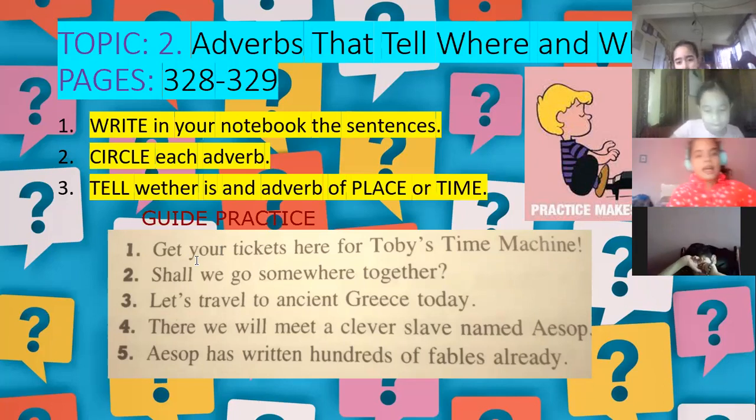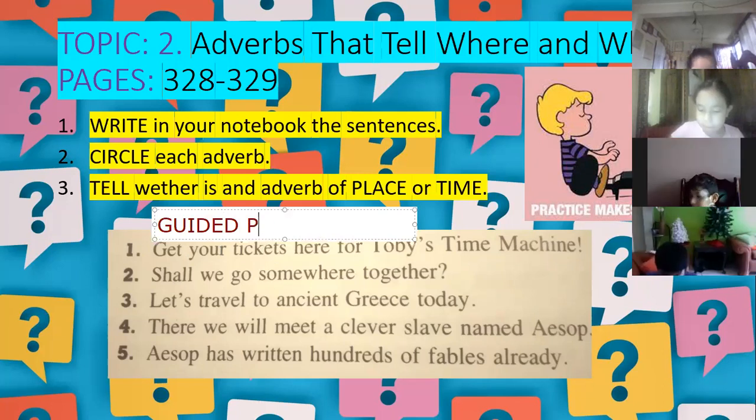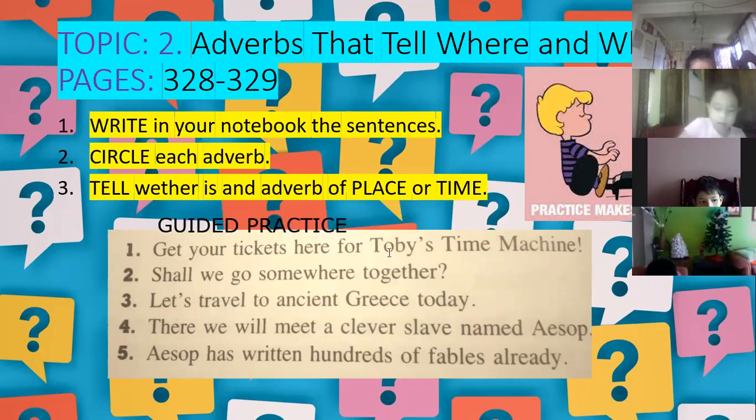Dejen un renglón entre oración. Dejen un renglón entre cada oración. Guided practice. Sentence number one, you copy the sentence and you skip a line. Usted se salta un renglón. And then you copy the second one and so on. Copy the five sentences, please.